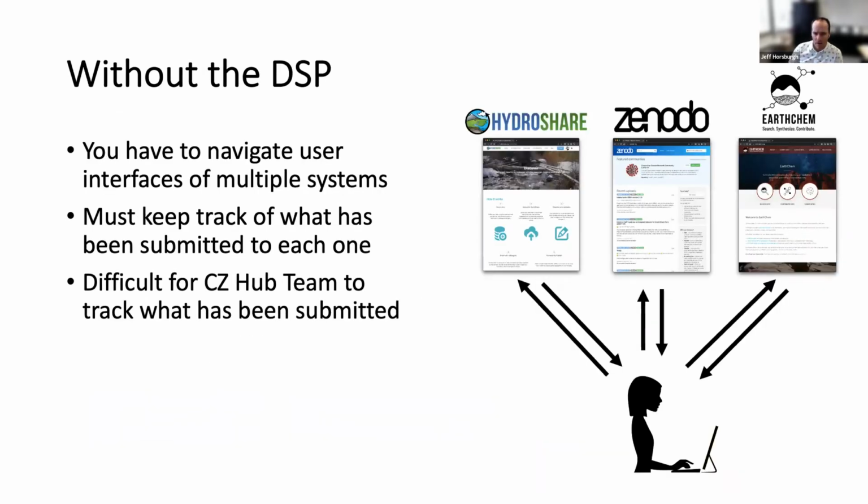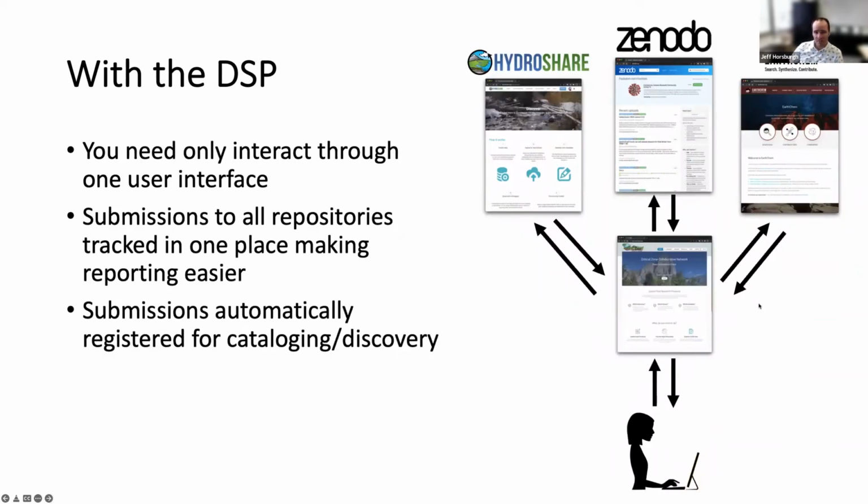Okay, just to finish up here in the last couple of minutes, and then hopefully we'll have some discussion. Without the data submission portal, you as the data managers would have to navigate the interfaces of multiple systems. You'd have to keep track of everything you're submitting to each one of those systems. And it's also difficult for us because then we have to sift through HydroShare and Zenodo and EarthChem and potentially a bunch of other systems to figure out what you submitted. Whereas with the data submission portal, now you only need to interact through one user interface.